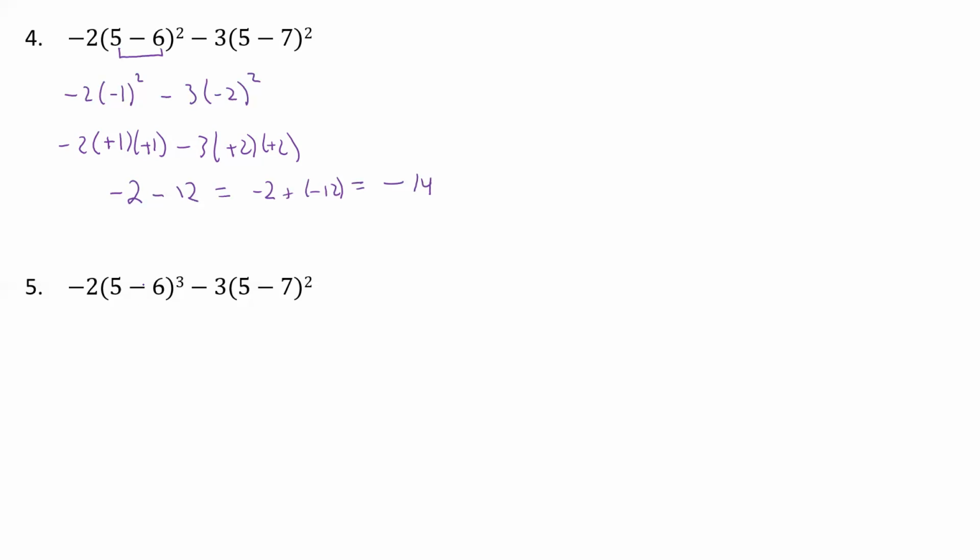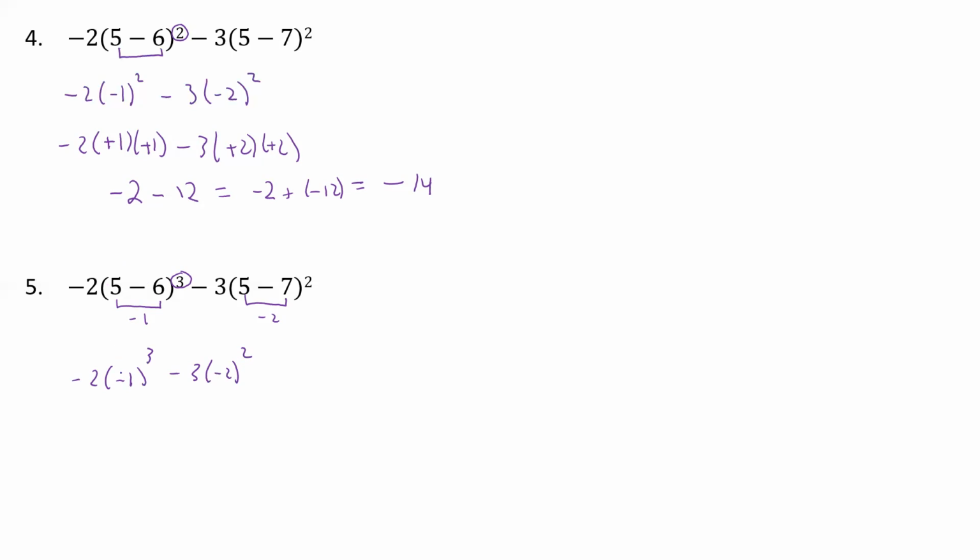All right, now here, guess what? We almost have exactly the same problem, but instead of a squared, we've changed it to a cubed. Now we want to see what that does to the problem. Well, we already know that's equal to a -1, and we know that is equal to a -2 because we did that up there already. So now we have a -2 times -1 cubed minus 3 times -2 squared.